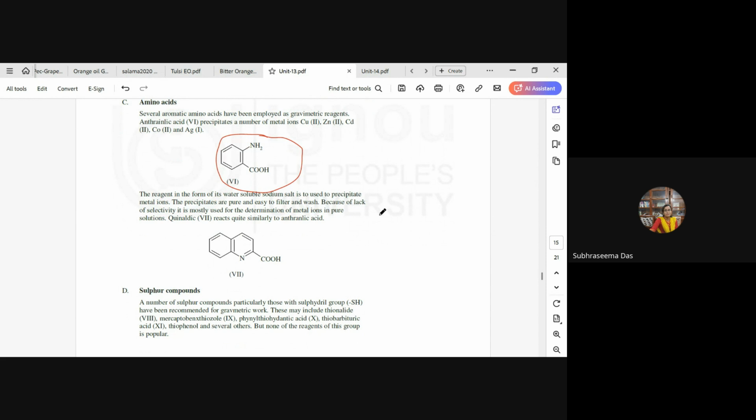The reagent, in the form of its water soluble salt, is used to precipitate metal ions. The precipitates are pure and they are easy to filter and wash. Now, because of the lack of selectivity, it is mostly used for the determination of metal ions in pure solutions. Quinaldic acid reacts similarly to anthranilic acid. So these two are the aromatic amino acids that have been used as gravimetric reagents to precipitate different types of metal ions.